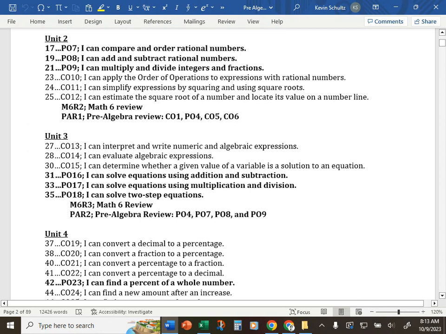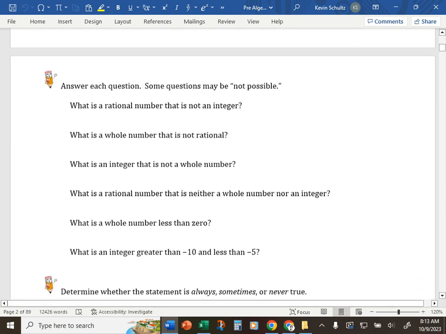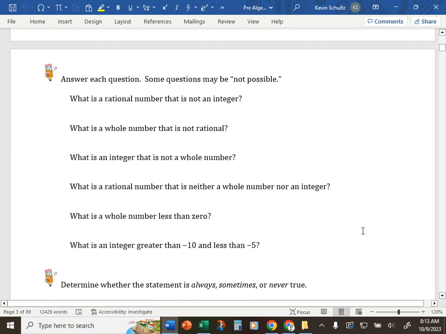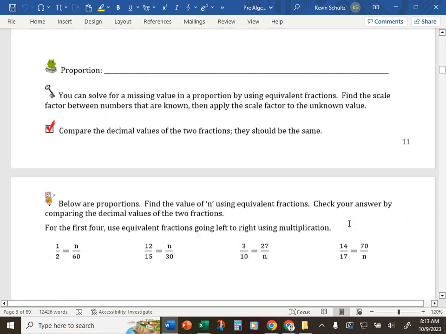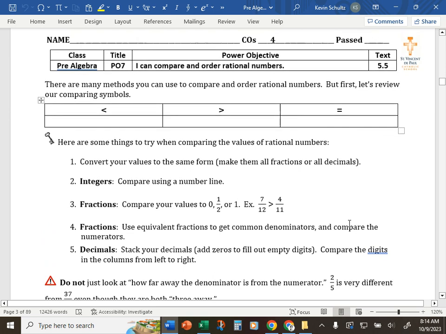And so this is going to be one. It goes pretty quickly because you've done all of these before, except for estimating the value of a square root. So it goes pretty quick. We'll have a test probably by Halloween. I'm going to go faster. But we do start out with 3 POs. So comparing and ordering decimals, fractions, and integers.